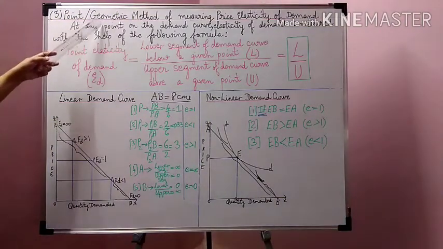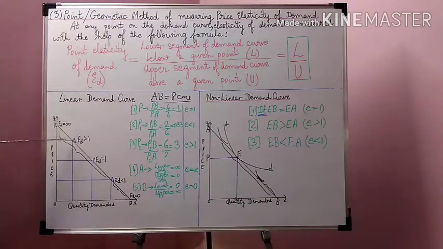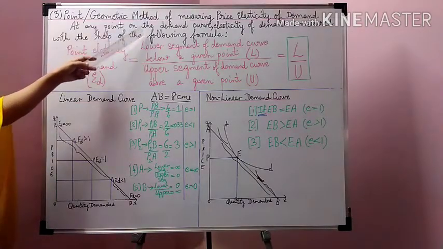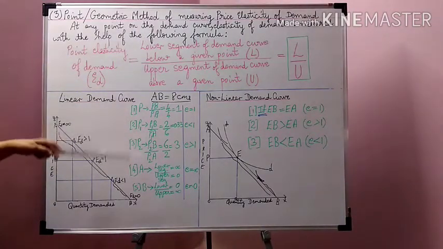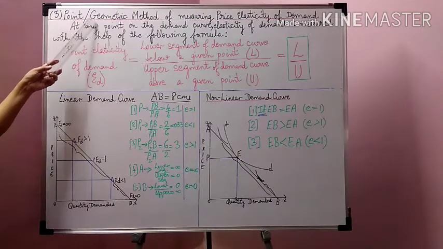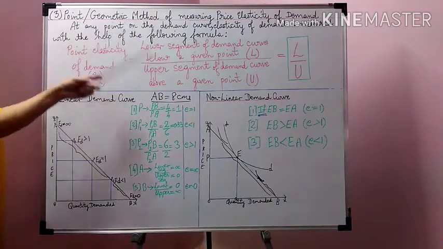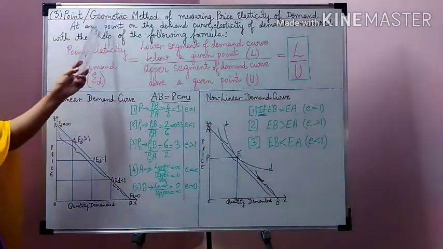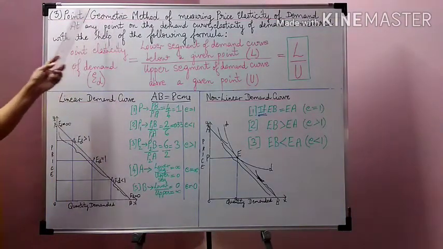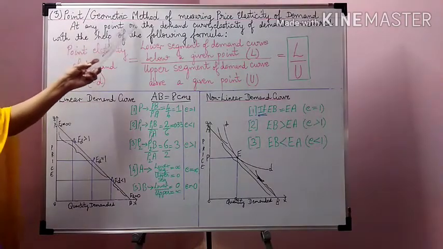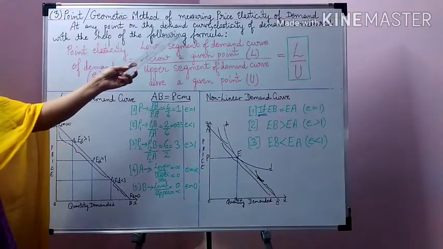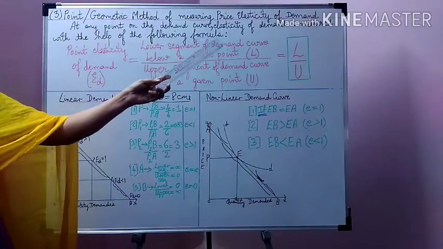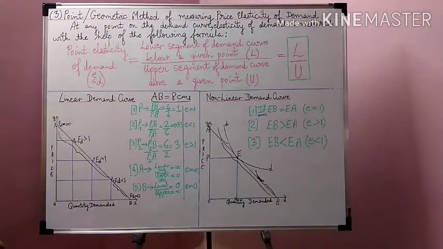Now, why is this known as point method? Because we are measuring at any point on the demand curve. Why do you feel that the name geometric method is given? Because we are involving tangent, which is a part of geometry, and therefore appropriate names to the method have been given for measuring price elasticity of demand.